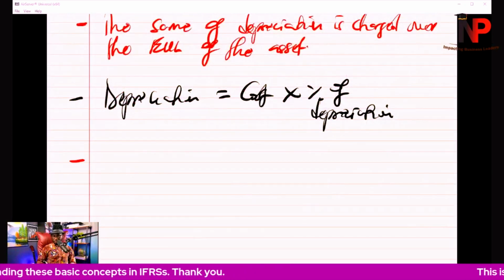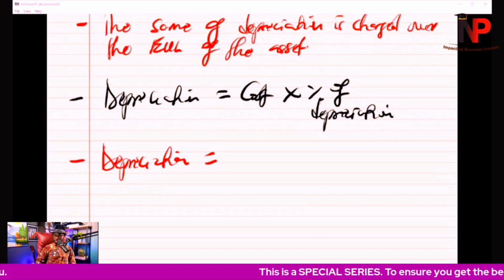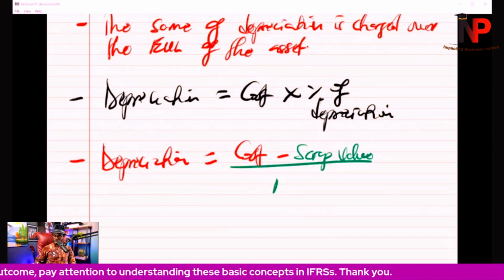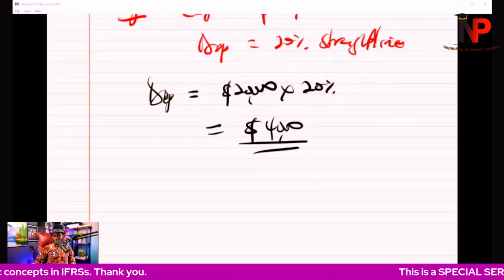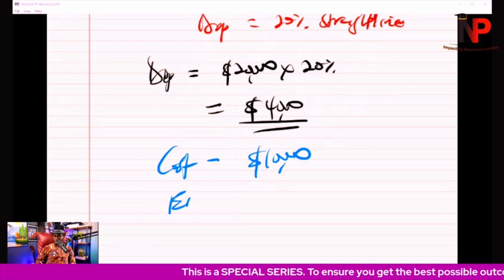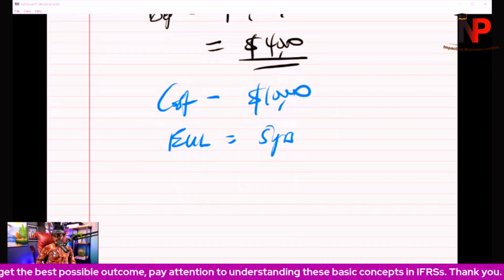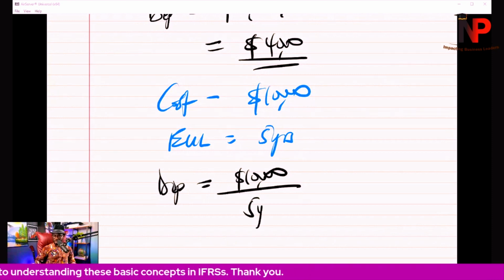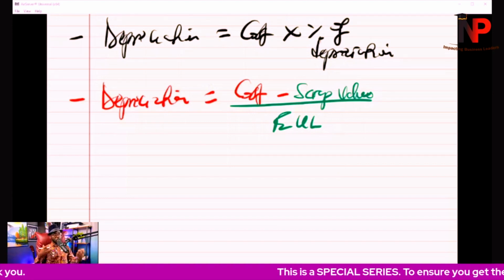Alternatively, the default way to calculate depreciation is to use the economic useful life. This is where we bring in the cost minus scrap value divided by the economic useful life of the asset. In this approach, the examiner will give you the cost of the asset, say 10,000, and the economic useful life of the asset, say 5 years. If we are not given the scrap value, then our depreciation will be 10,000 divided by 5 years, and that is going to be $2,000. And that is how we calculate depreciation on the straight line.